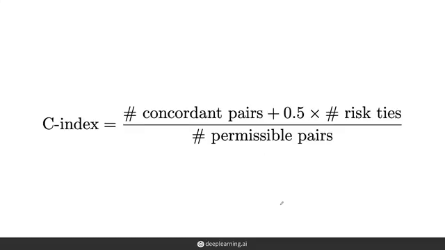The C index, defined as before, considers the fraction of permissible pairs that are concordant pairs or risk ties.